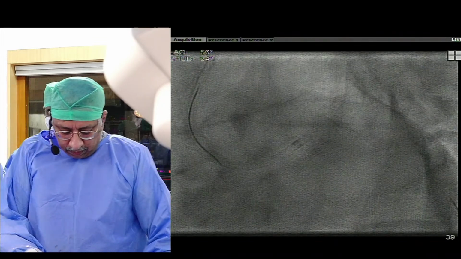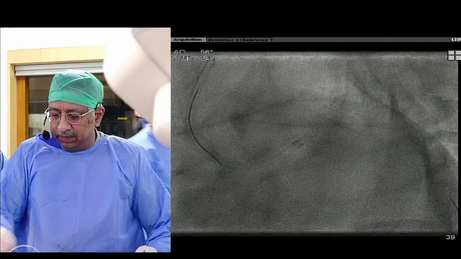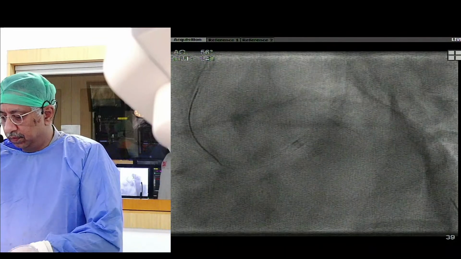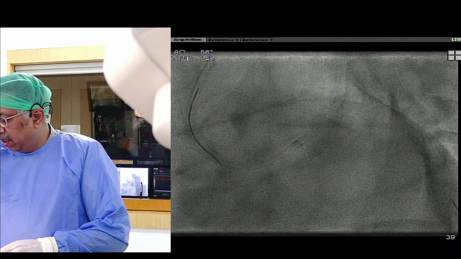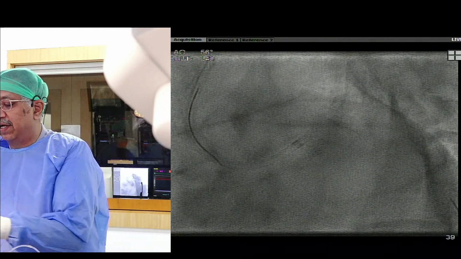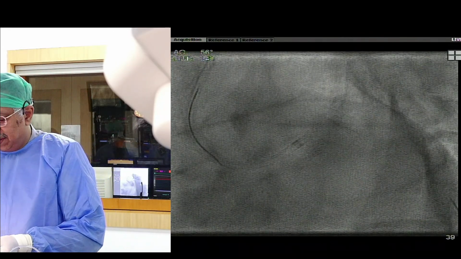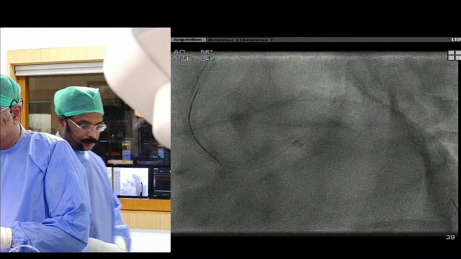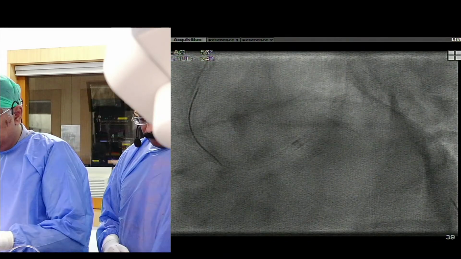Give me the LAD wire. This is a patient who's typically 24 years old, smoker, just discomfort for an hour, EKG anterior wall.